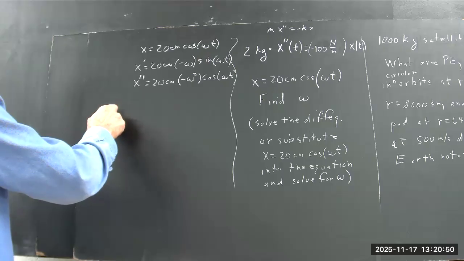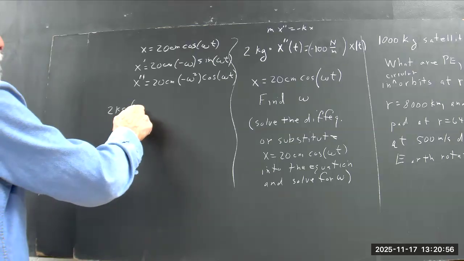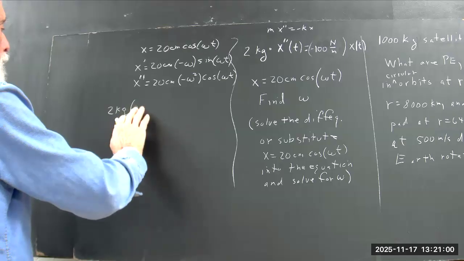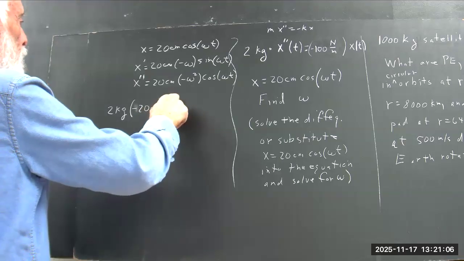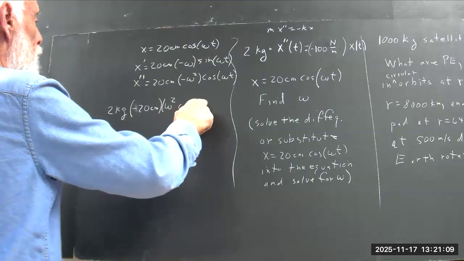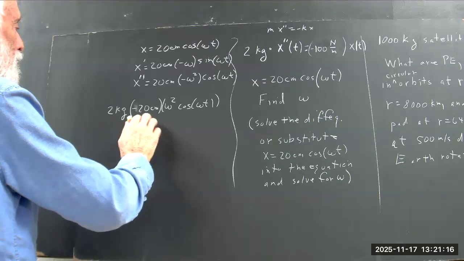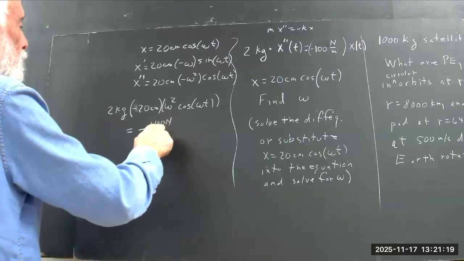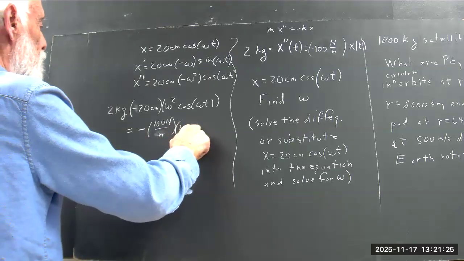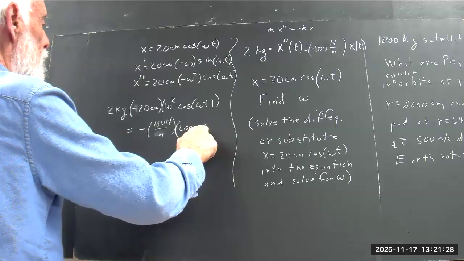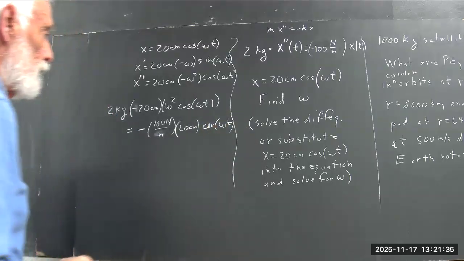we have, I'll use some symbols here. I mean, the quantities: 2 kilograms times negative 20 centimeters times omega squared cosine of omega t equals negative of 100 newtons per centimeter per meter times 20 centimeters times cosine of omega t.